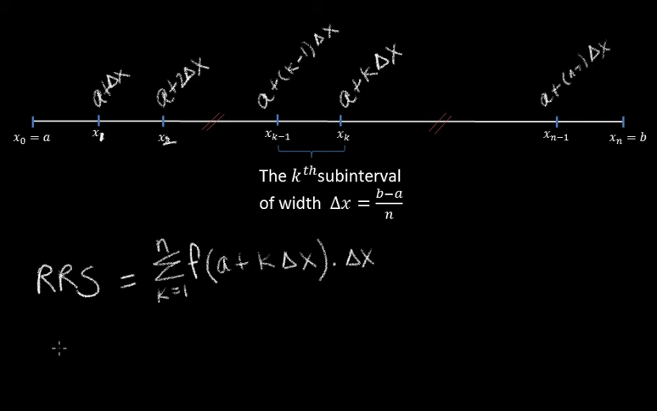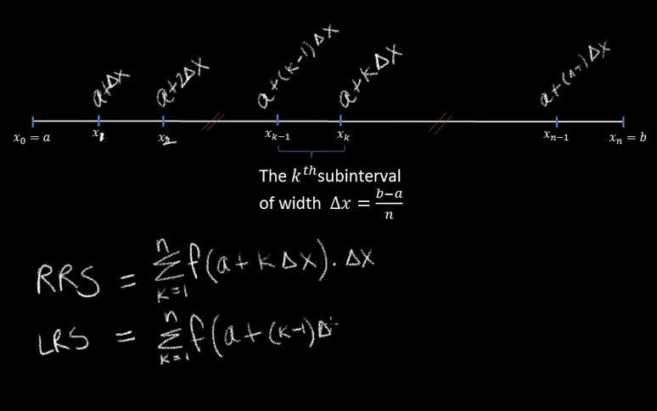Now, delta x is (b minus a) over n when we're actually doing a problem, but we'll just leave it like this for now. Now, a left Riemann sum, we could write it as the sum, well, here, I'll write it both ways. The sum from k equals 1 to n of f of a plus, in parentheses, k minus 1 jumps of delta x, times delta x.